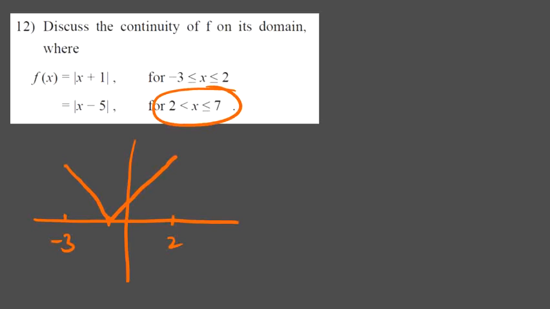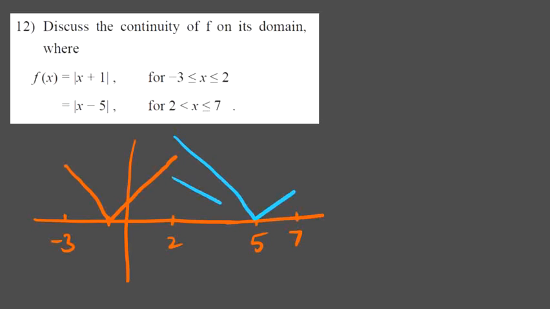And from 2 up to 7, the graph will be for mod of x minus 5. This will have a vertex at x equal to 5. It's not exactly at the center, it is closer to 7. But now, whether the graph of mod of x minus 5 will be of this type, or it will be somewhere a little bit up or a little bit down.